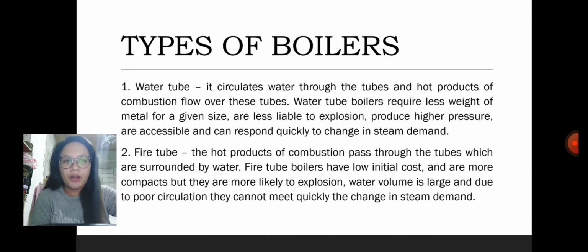Second, the fire tube boiler. The hot products of combustion pass through the tubes which are surrounded by water. Fire tube boilers have low initial cost and are more compact, but they are more likely to explode. Water volume is large, and due to poor circulation, they cannot quickly meet the change in steam demand.